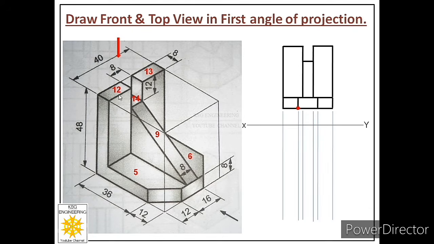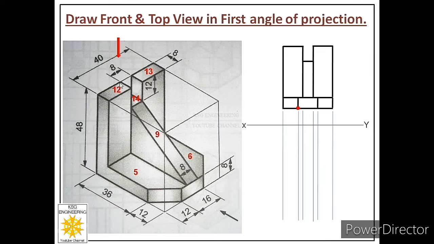So you can see face number 12, 14 and 13. These 3 faces are at the same distance from VP. So you can pick any face out of these 3. So let us pick the extreme left face, that is face number 12. Now what is the next step? The next step is we have to locate this face in the top view.